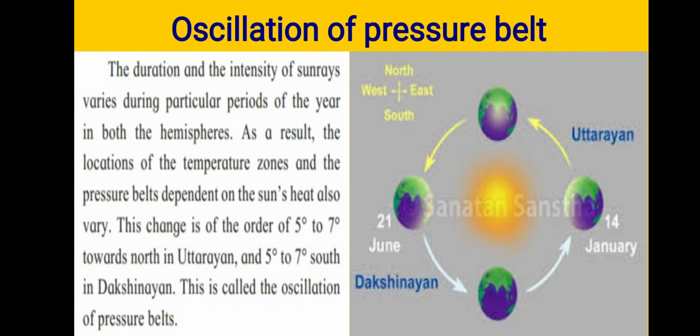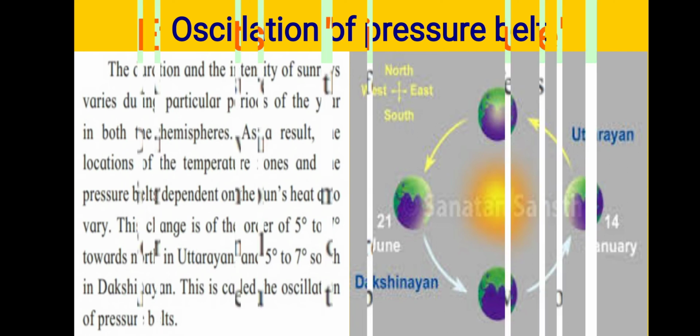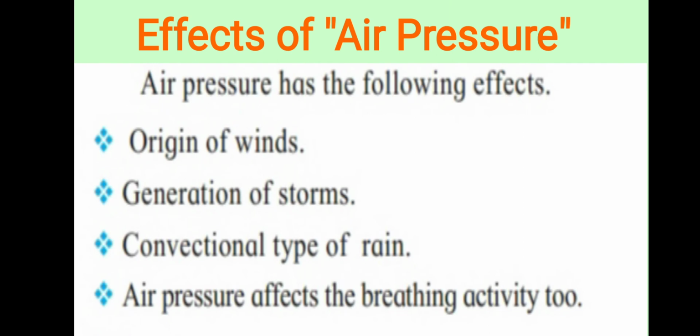Dakshinayan starts on 21st June and Uttarayan starts on 14th January. You are able to see the dates of Dakshinayan and Uttarayan given here. Sometimes, for match the pairs, these questions will be asked. When Dakshinayan will start, when Uttarayan will start, you have to know these dates. Okay. Dakshinayan starts on 21st June and Uttarayan starts on 14th January. Understood this?